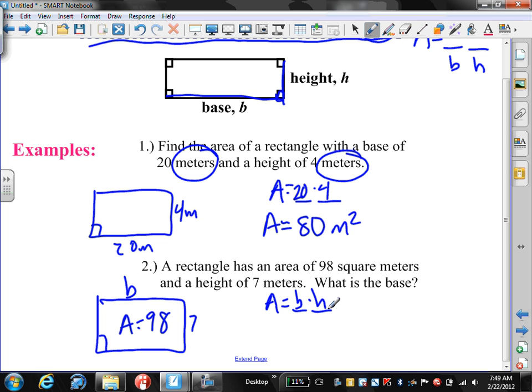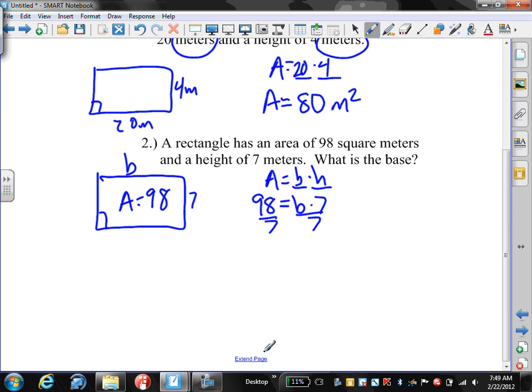Plug in what you know. We know the area, so I'm going to plug in 98 here. We know the base to be b and the height to be 7. So what do we do? We just simply solve for b, and we're going to have 98 divided by 7, and we get 14. So base is equal to 14. Again, I'm looking at my label, meters. Okay, so if given an area, we can still find the dimensions just by plugging into the exact same equation.